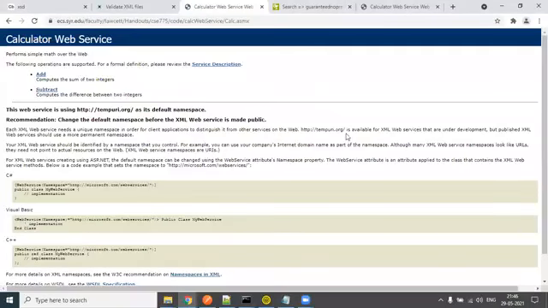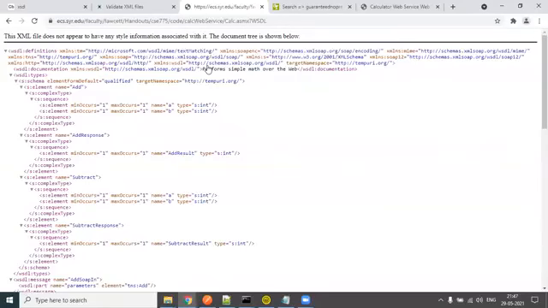Okay, here we go. Can you see there is some calculator web service? This is a kind of documentation in plain English: perform simple maths over the web. The following operations are supported. How many operations are supported? Two. But for the formal definition, what does it say you have to refer to? Service description. I click on this. Are you redirected to some service description? Yes. This is called a WSDL URL.